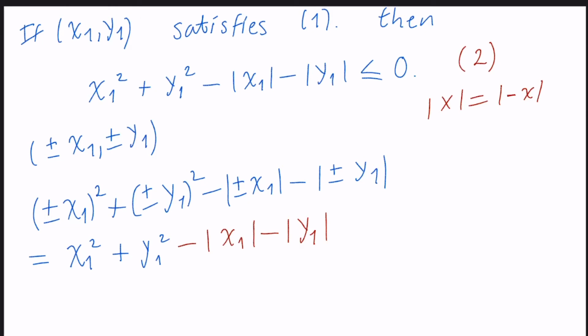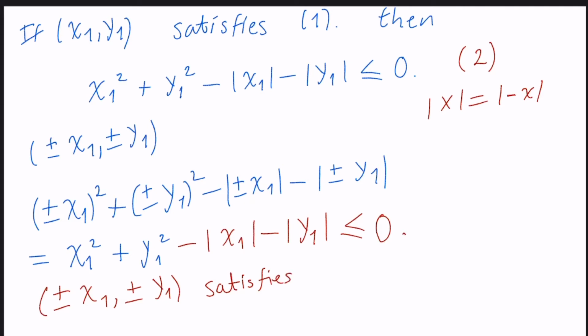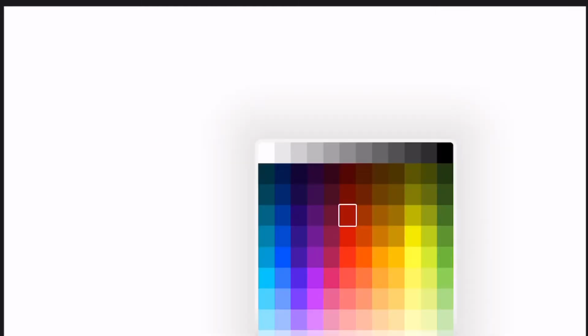So what does it mean? It means that this is less than or equal to 0. So we conclude that, given that (x1, y1) satisfies 1, then plus or minus x1, plus or minus y1 satisfies 1 as well. Okay, this is interesting. What does it mean? Geometrically, it means the following.